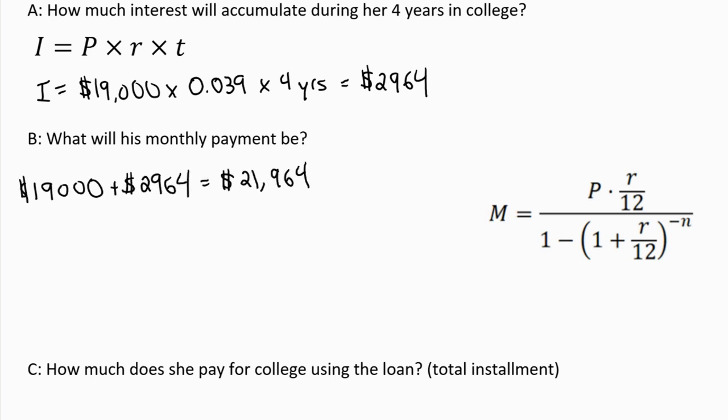Besides the new principal that we're going to plug into the formula, I also have to plug in the rate in decimal form, as well as the n, which represents the number of payments that will happen. And because the loan needs to be paid in 10 years and there's 12 months in a year, we'll take 10 years times 12 months. And that'll give us 120 payments that need to be completed to pay off this loan.